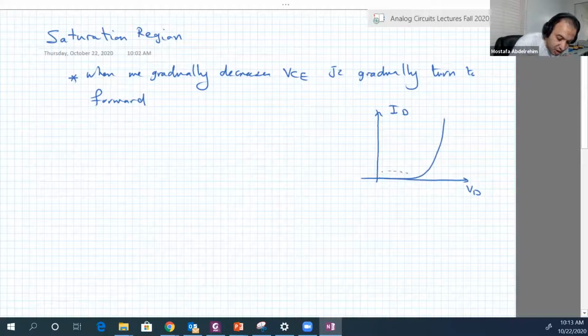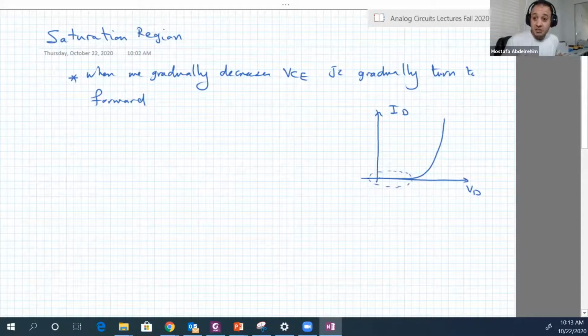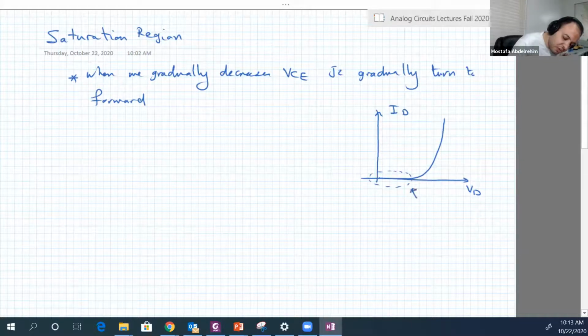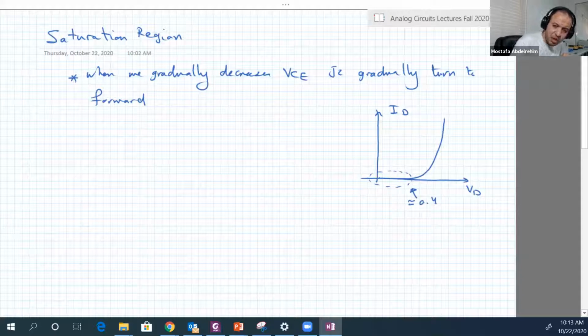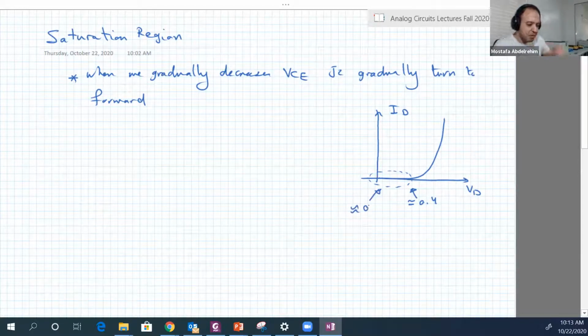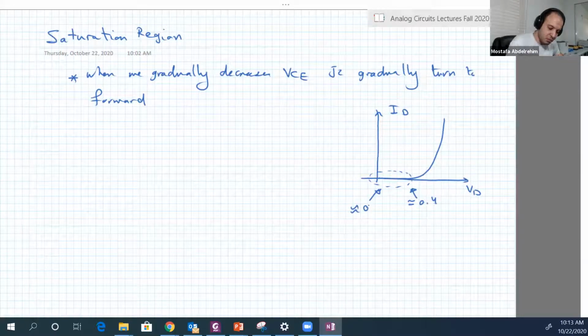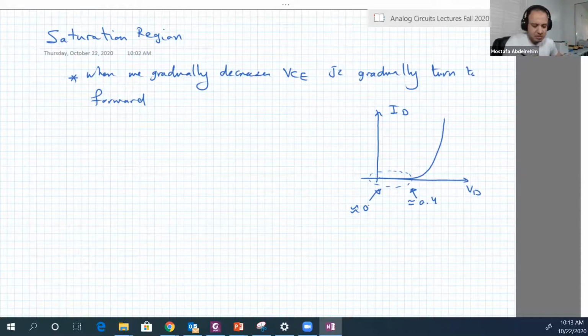So for some region in here, the current is very small. Some engineers, in literature, consider this around 0.4. After 0.4, you will see some noticeable or remarkable current. And before this, the current is very small, almost zero. This is just a rule of thumb. This is 0.4. Somebody may say, no, it's 0.3. You know, just after some value, whatever it is.